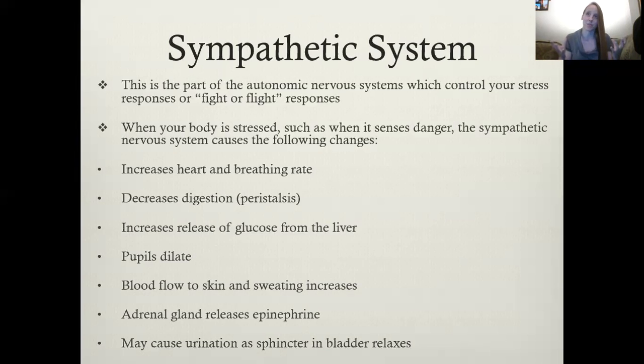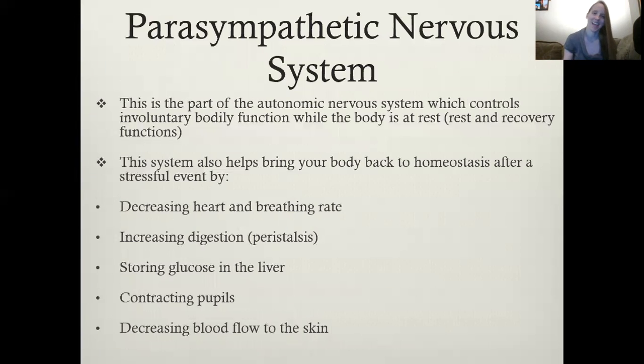It's going to dilate your pupils to try and take in more sensory information. It's going to cause blood to flow to your skin and cause you to sweat. It's going to trigger your adrenal gland, which is one of the effectors in this case, to release epinephrine, which is adrenaline. And it may cause your bladder sphincter to relax, which would cause you to pee yourself if you're very scared.